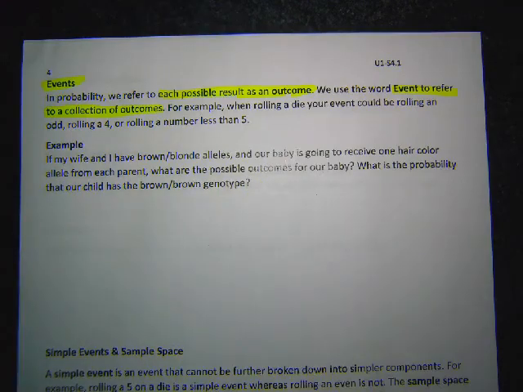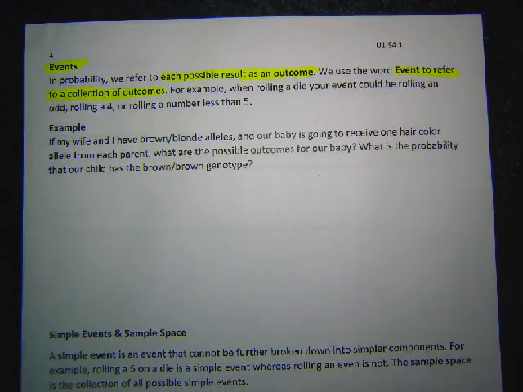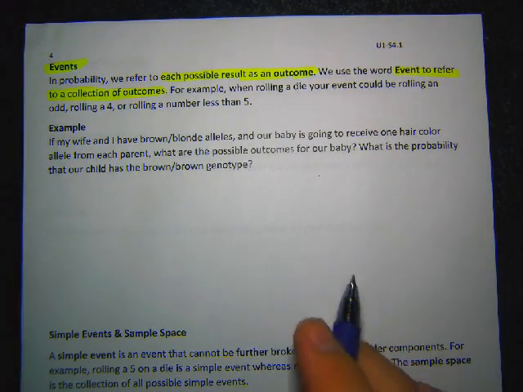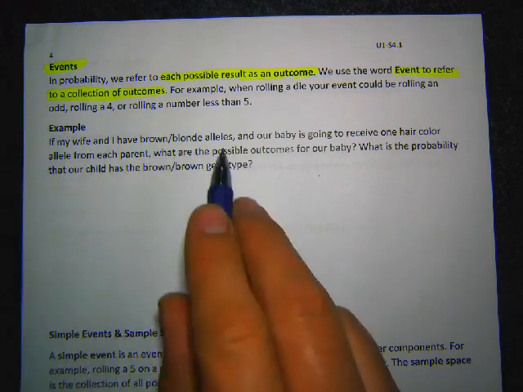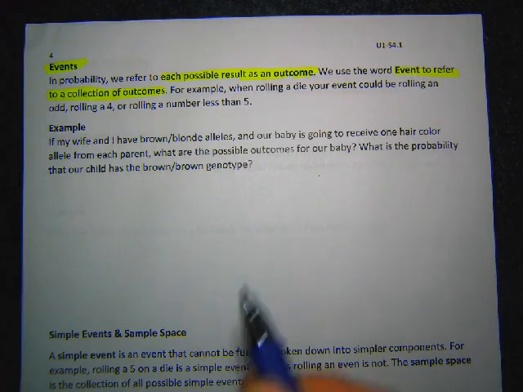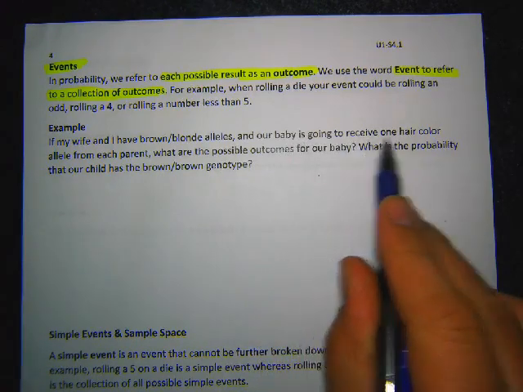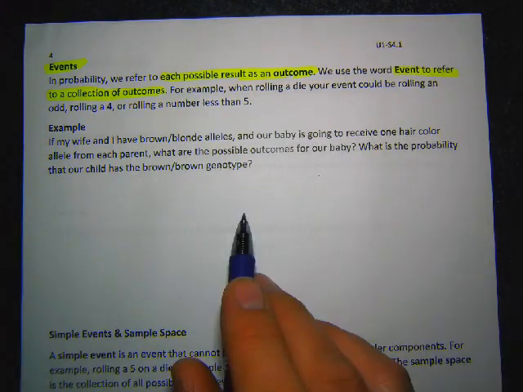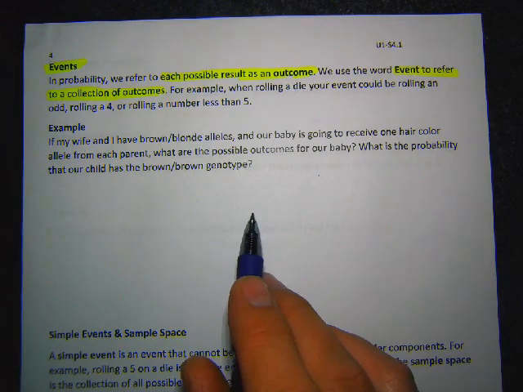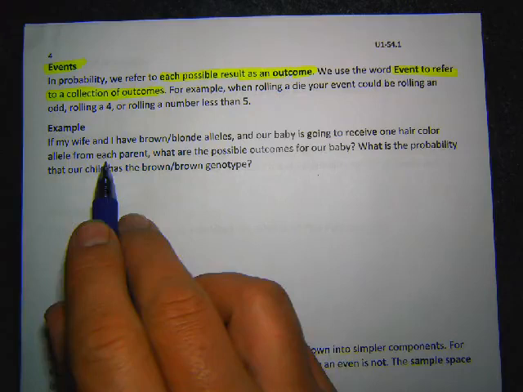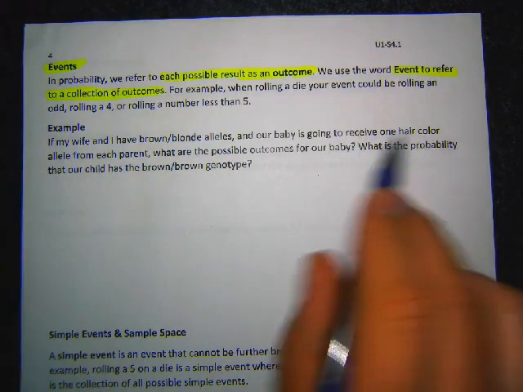Let's look at an example here using the hair color charts. You probably did these back in science class in grade school. So my wife and I both have brown and blonde alleles, the genes that give you your hair color. Our baby's going to receive one hair color. I think I wrote this question back when our son was going to be born, and now he's 4, so this question is getting a little bit old. That happens, but yeah.